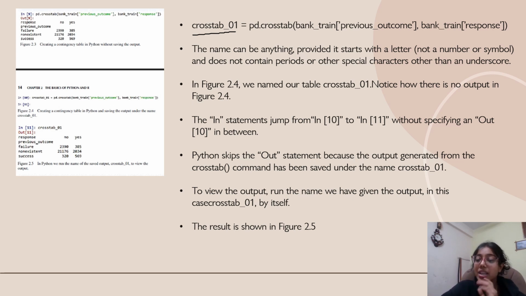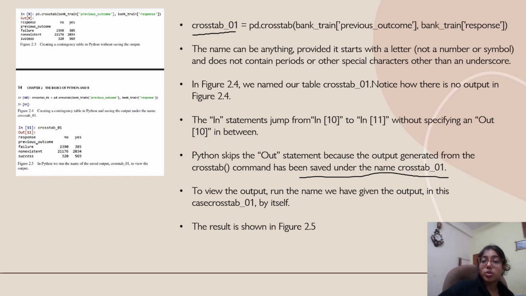The name can be anything, provided it starts with a letter but not a symbol or a number, and does not contain periods or other special characters other than an underscore. In figure 2.4, we named our table crosstab_01. Notice how there is no output in figure 2.4. The In statement jumped from In 10 to In 11 without specifying an Out 10 in between. Python skips the Out statement because the output generated from the crosstab command has been saved under the name crosstab.